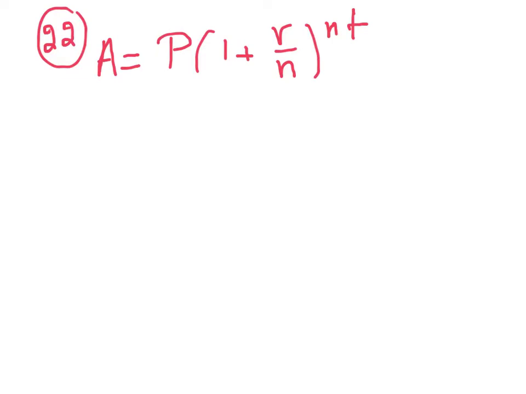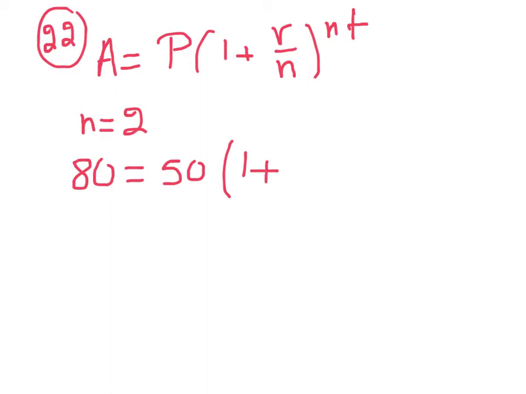This is a semi-annually compounded problem. So I need you to start with A = P(1 + r/n)^(nt). Now n is going to be 2 because it's semi-annually compounding. If we started out with 50 and ended up with 80, then 1 plus the rate, which is what we're looking for, divided by n, which is 2, and the time it took is 8 years.